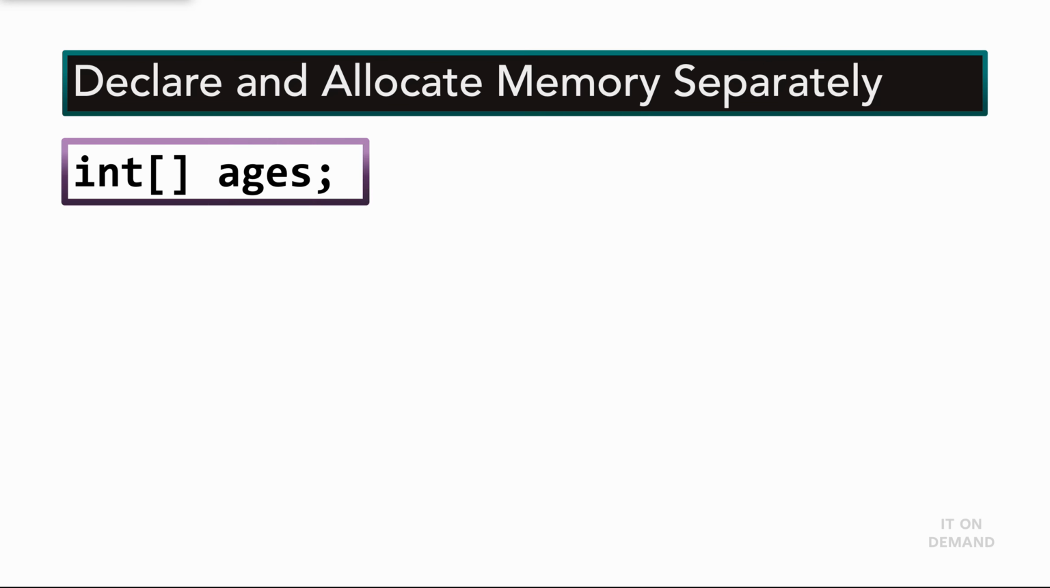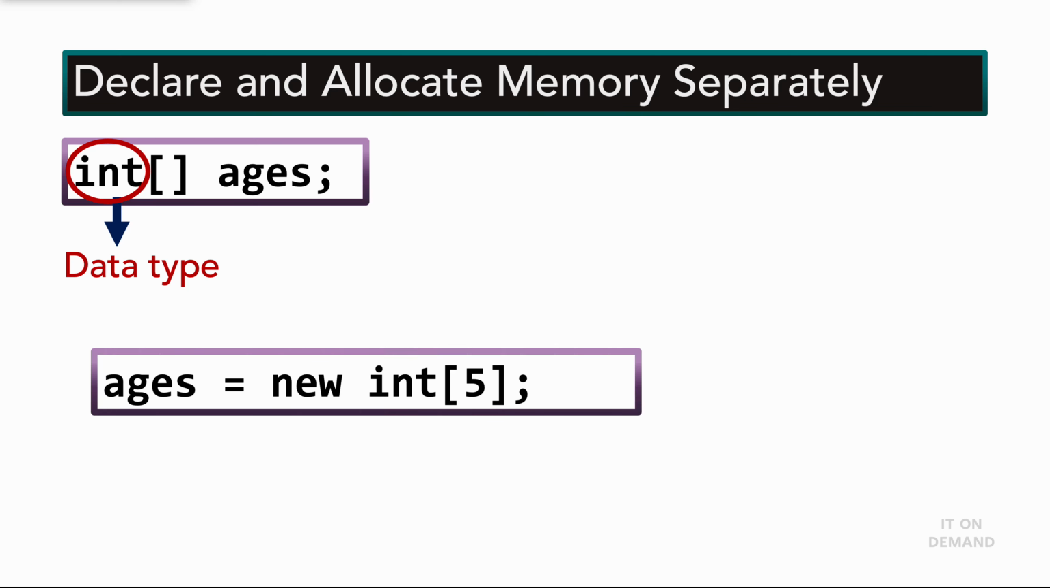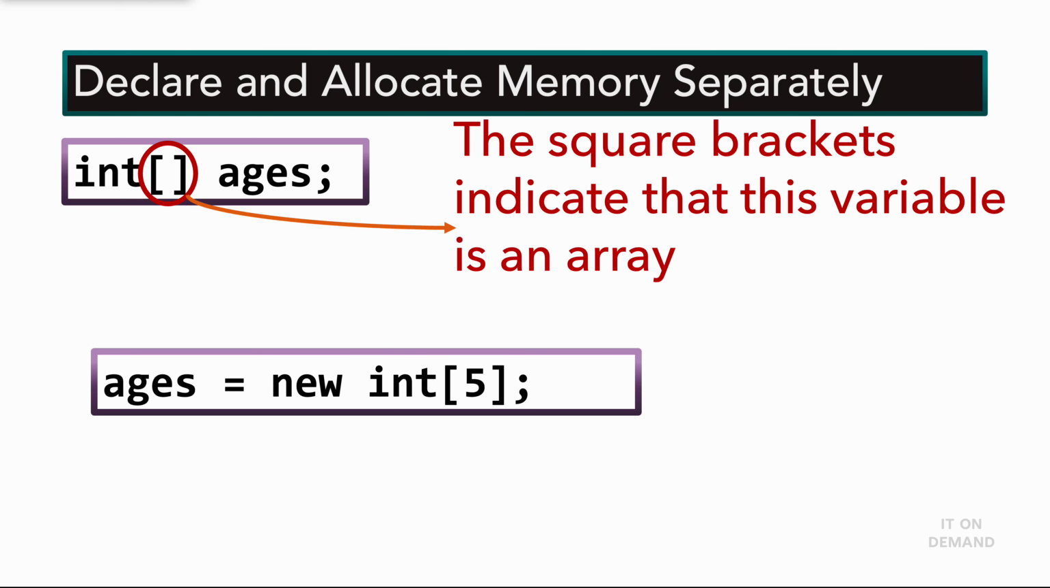So let's recall again. We have int, the square bracket, ages. The int here is the data type. And so when we initialize or when we allocate memory, what we're saying is the same data type is what we have here. Take note, please. This must not be different. The int there must also be int here. And now we look at the square bracket. That's fine. Good. And the square bracket indicates that this variable is an array.